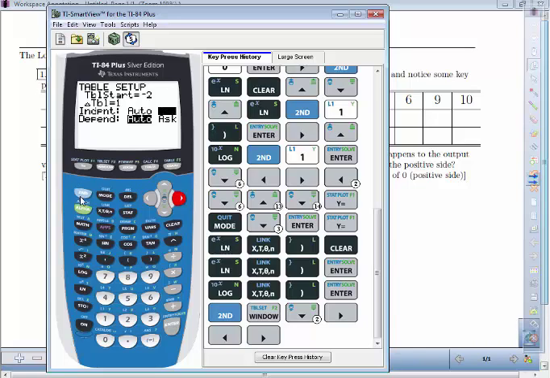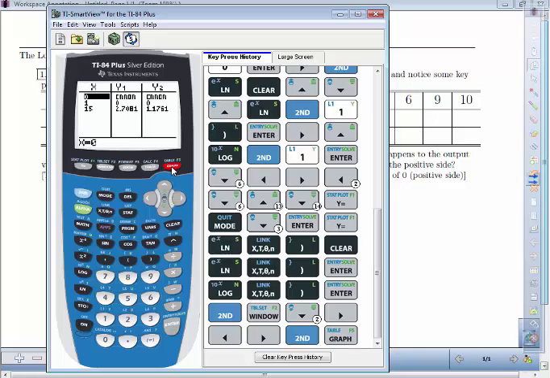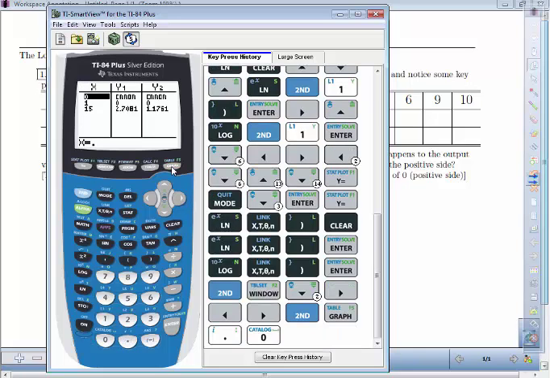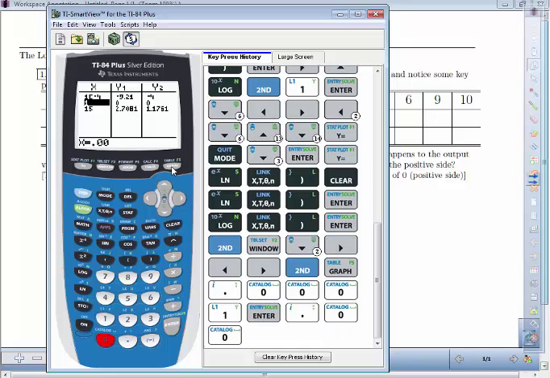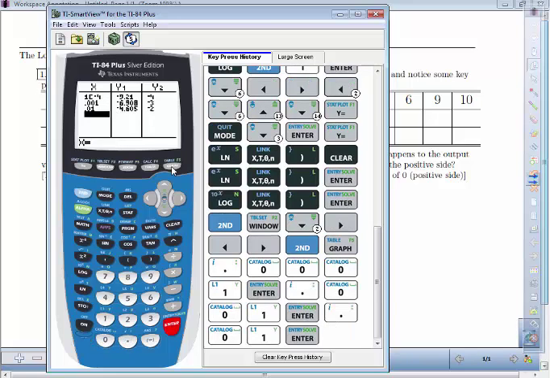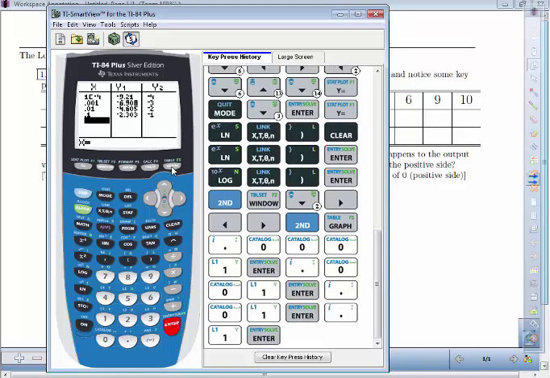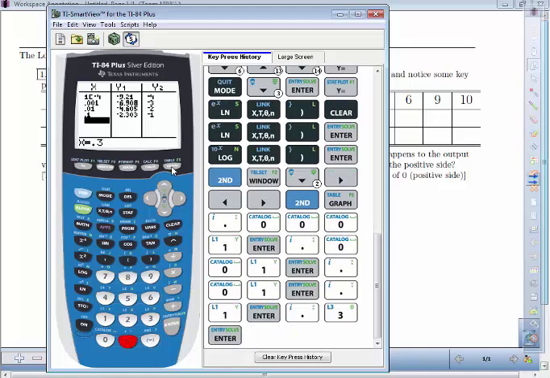Okay, so if we hit second function and graph, then we get to put in the values that we want. So put 0.0001, 0.001, 0.01, 0.1, 0.3, 0.9, etc. So then you can set up your table this way as well.